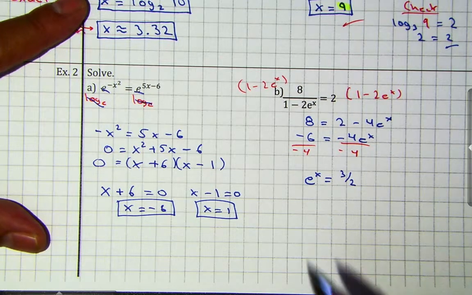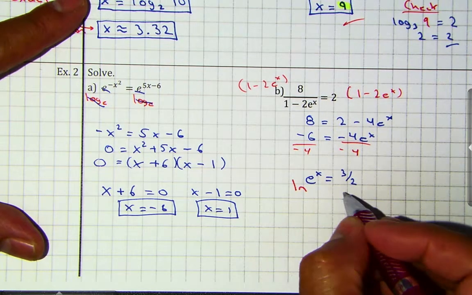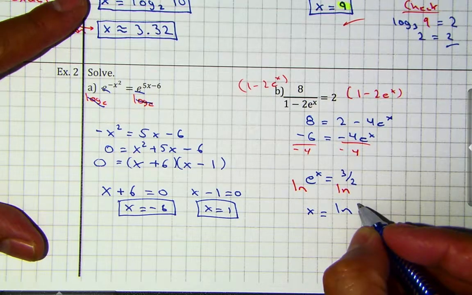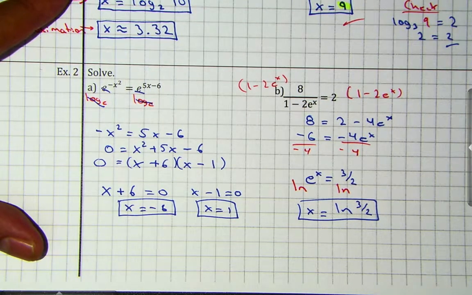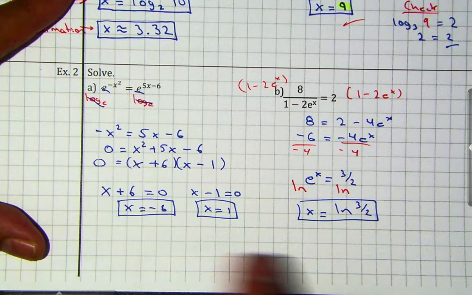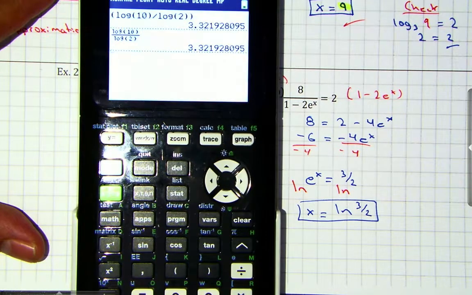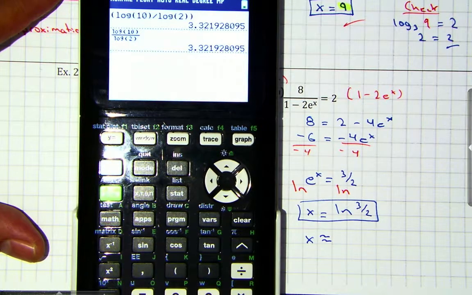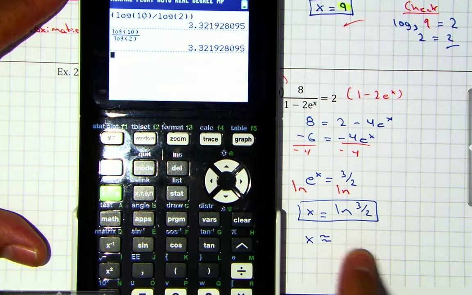And now, how can I get rid of the base? The log base e, or we say the natural log. So therefore x is equal to the natural log of 3 over 2. And now I can get an exact answer, or I can type into my calculator and find the approximation. So in your homework, they'll go back and forth. You want to make sure that you give them both. When you do online, you have to type in either one or the other.